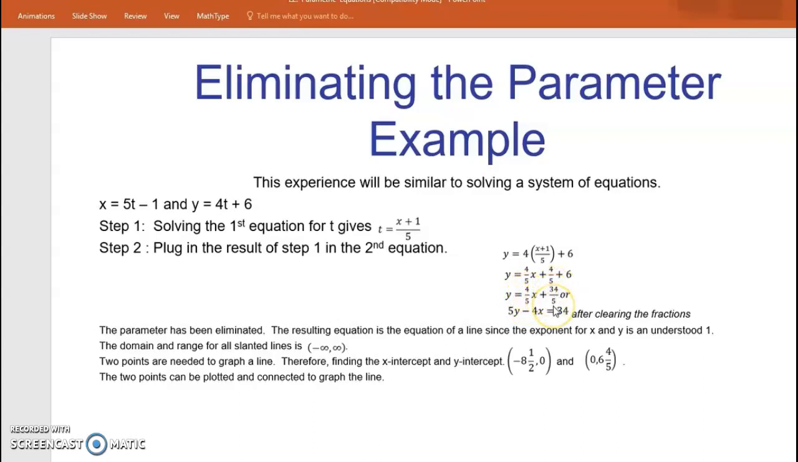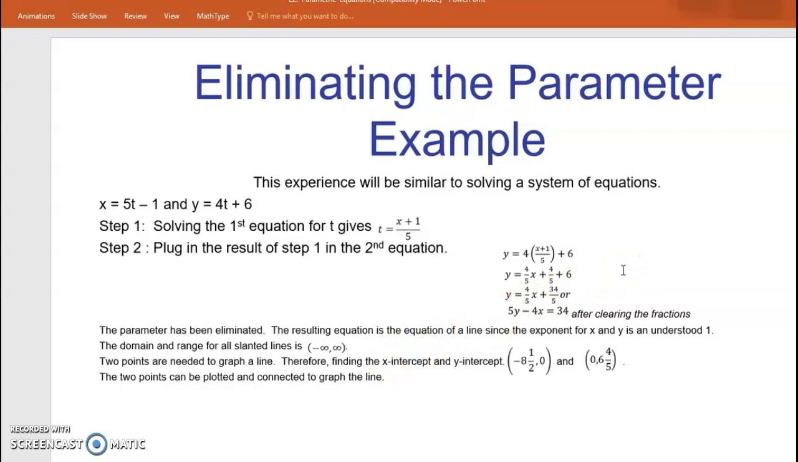If you decide to clear the fractions, you may by multiplying both sides by 5, and that would make the equation 5y minus 4x equals 34. So the parameter has been eliminated. We have the equation of a line in slope-intercept form, or in another very common form with x and y on the same side, but we know this is a line. We also know that it is a slanted line with a slope of 4/5.